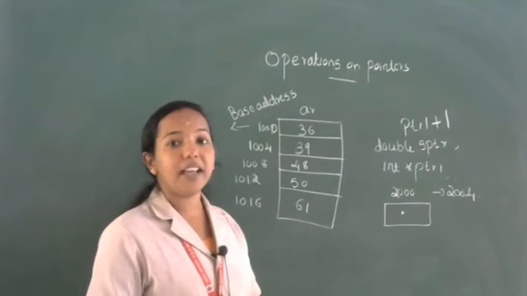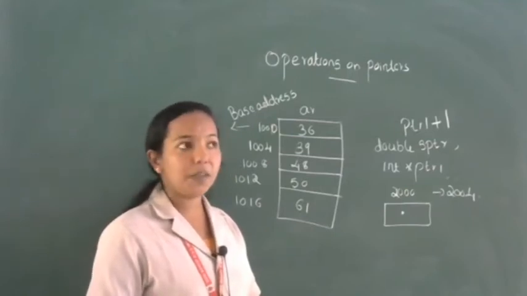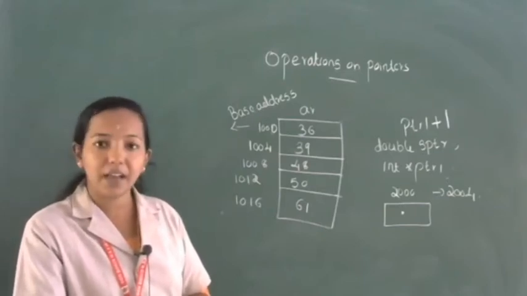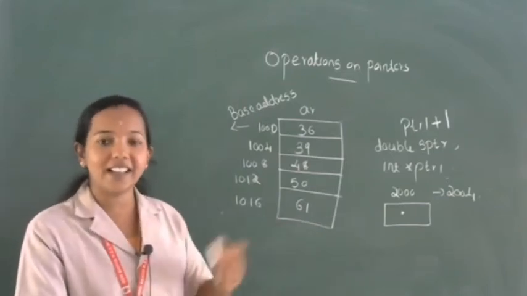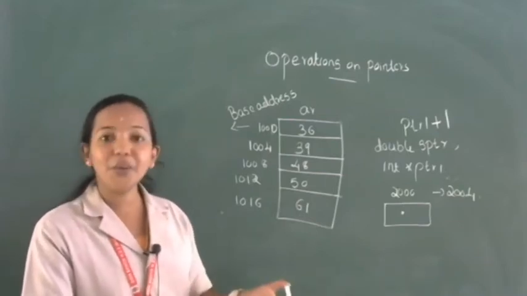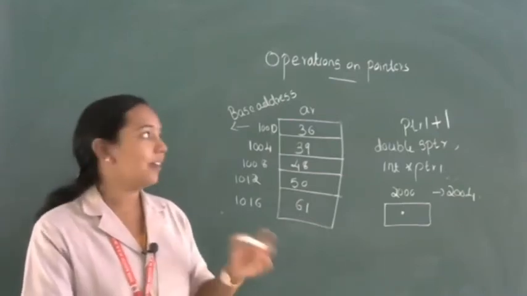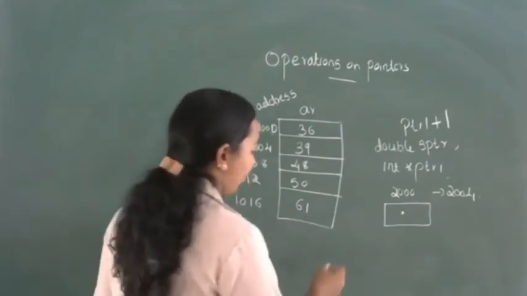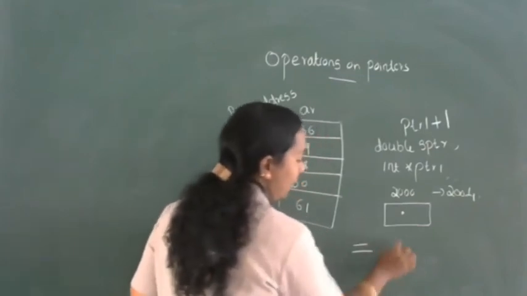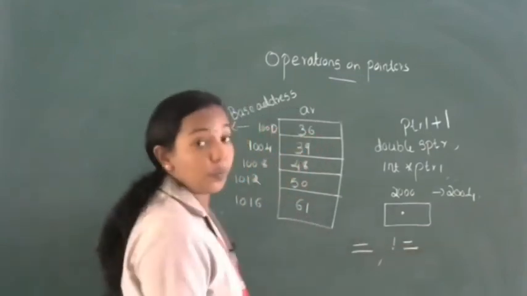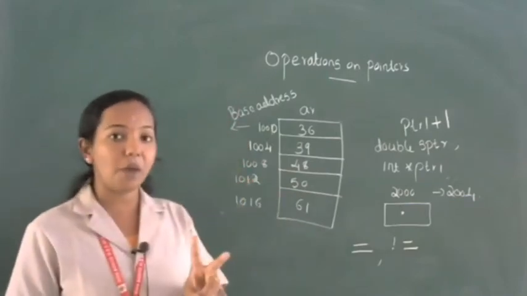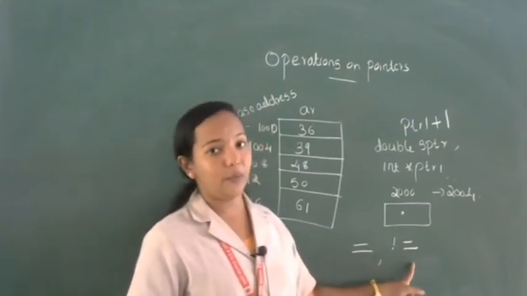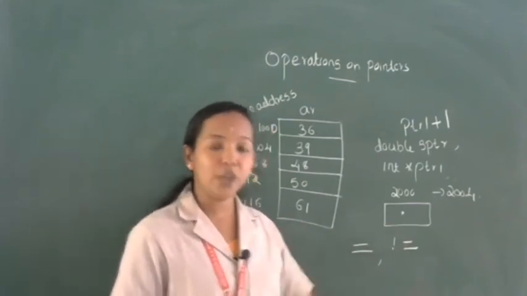The next one, relational operators. Relational operators means we can't compare the memory address. Is it possible? If it is greater than or less than, nothing will matter. So we can't use less than or greater than symbols as relational operators. Instead of that, we can use two relational operators, equal to and not equal to. The two relational operators that we are using in pointers are the equal to symbol and the not equal to symbol.